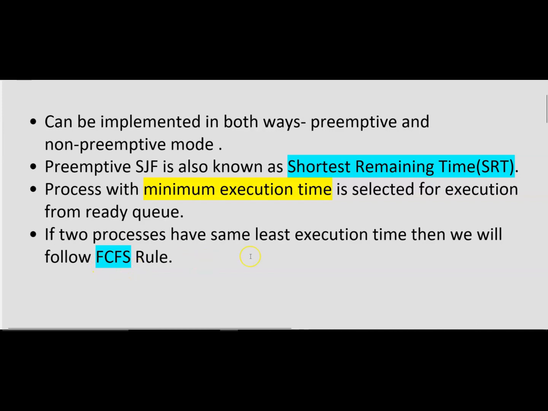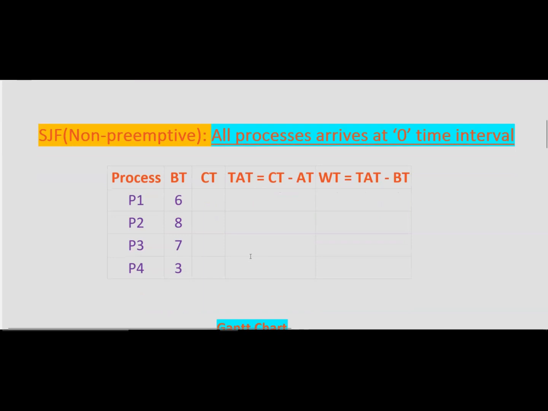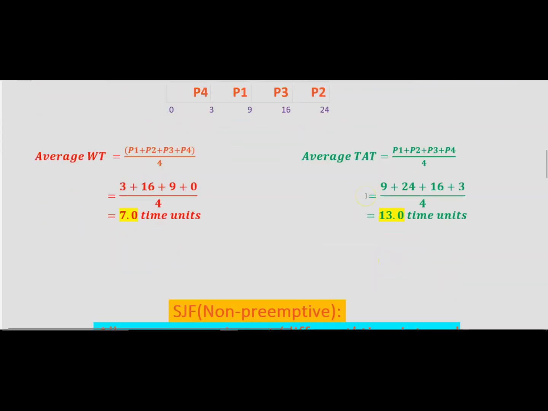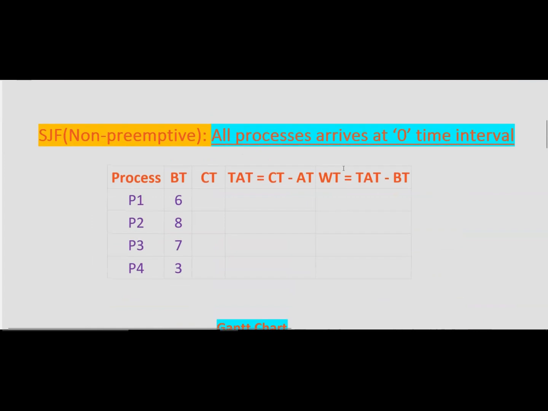Okay, let's start with the numerical now. The very first category we are having is SJF implemented in the case of non-preemptive. I told you we are always going to have two categories of numericals: either all the processes arrive at zero time interval, or they arrive at different time intervals. Okay, let's start with the first one now.